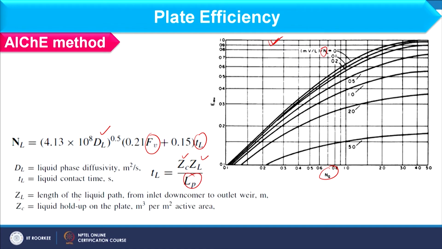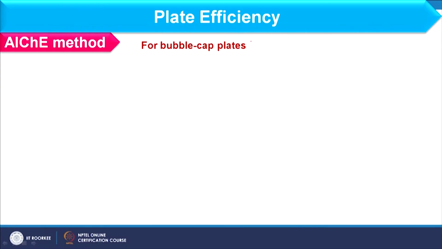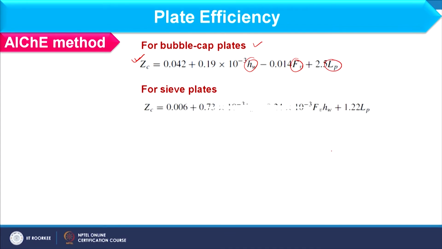ZL is the length of the liquid path from inlet downcomer to outlet weir that we already discussed in the last slide. ZC is basically the liquid hold up that is given in meter cube per meter square of the active area, right. It means how much volume we can obtain over the plate. So, it will depend on the type of plate. In that case we consider the bubble cap plate, where ZC you can obtain by this expression, where HW is the weir height, FV and LP, all these we have already calculated, and for sieve plate we can use this particular expression.